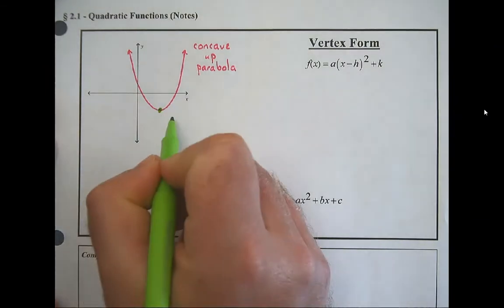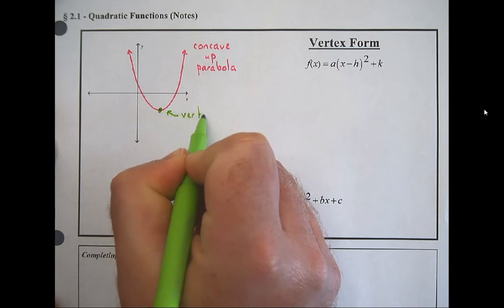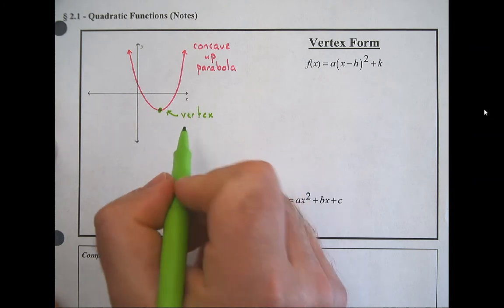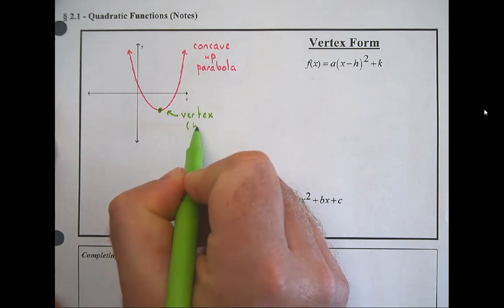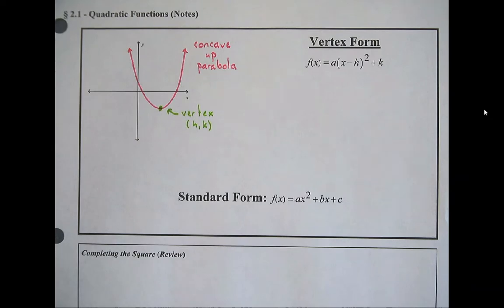We also have this important point here. You might remember this from your Algebra 2 days. This was called a vertex. And the coordinates of the vertex are designated H and K. And then there's one other characteristic that I want to talk about.